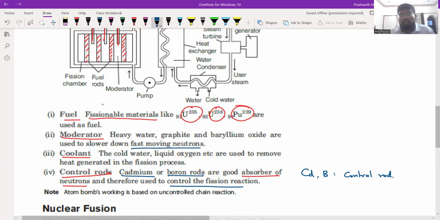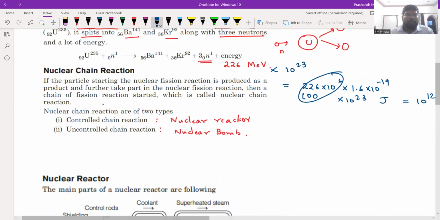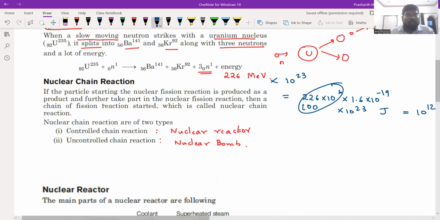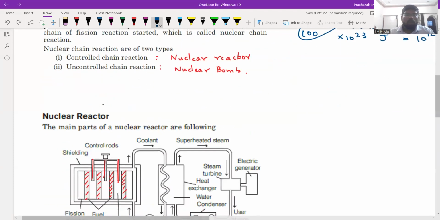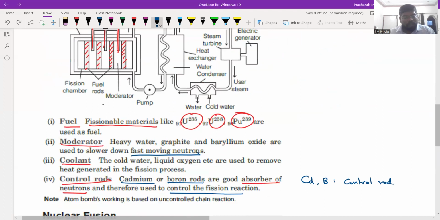Even if the neutrons are moving fast, the reaction will not stop. But for the reaction to start, only slow-moving neutrons can hit the uranium. If they are moving fast, they cannot strike, and if they cannot strike, then the reaction will stop. So the neutrons should move, but not too fast. We have to slow them down. How to slow down? The slowing down is done by moderators.